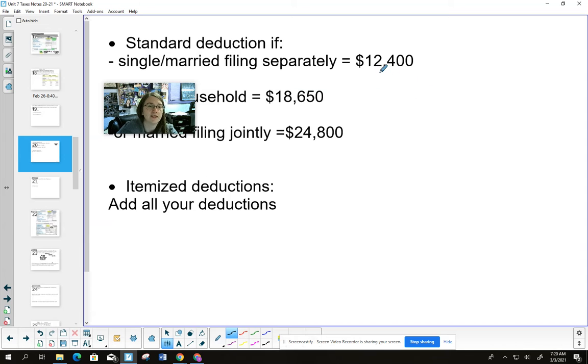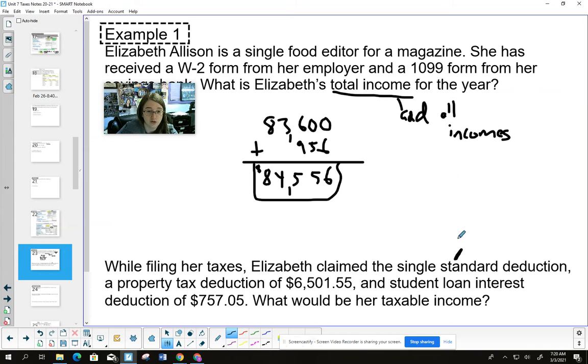I'll actually leave it. This is updated nowadays. It's 12,800, but we'll leave it there as 12,400. I will normally tell you what that is. This is the single standard deduction. Again, it is actually 12,800 nowadays, but we'll leave it as that for the purpose of this problem. Remember, that's what the government says.